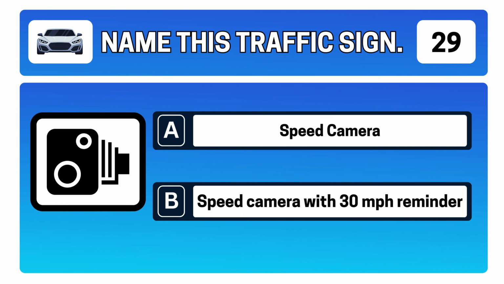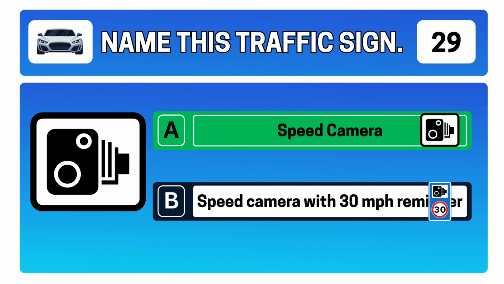Name this traffic sign. A. Speed camera. B. Speed camera with 30 miles per hour reminder. Correct. This is a speed camera sign.